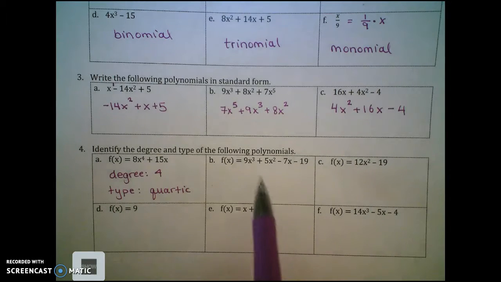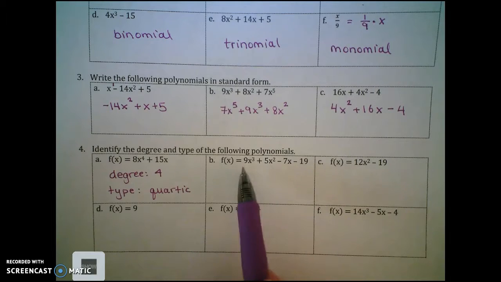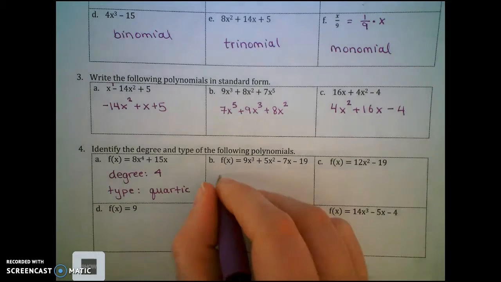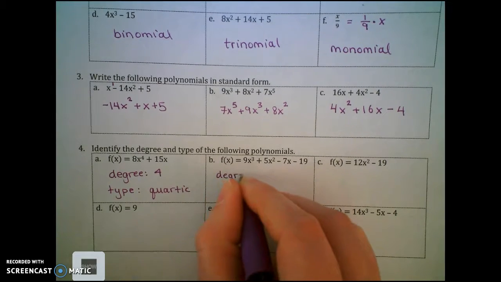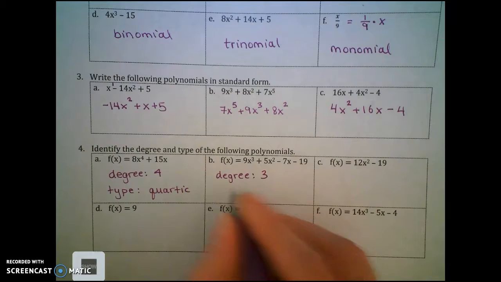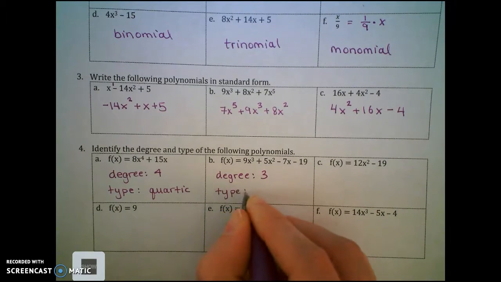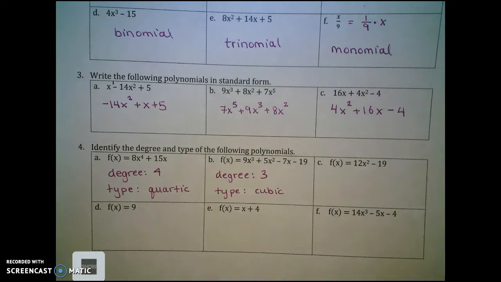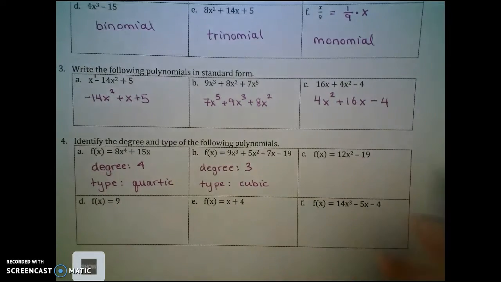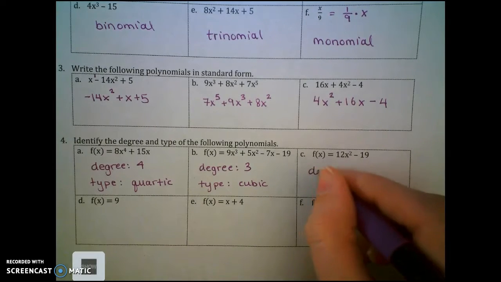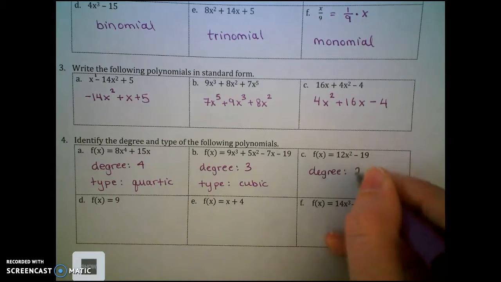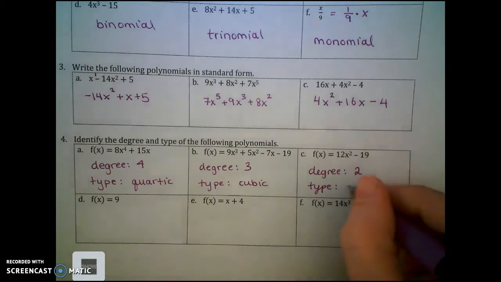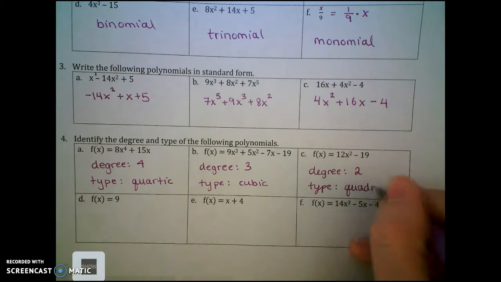For b here, my highest exponent is a 3. So regardless of the number of terms I have, now I'm looking at my highest exponent. So this is degree 3, which gives me a cubic polynomial. Here, my highest exponent is 2, so my degree is 2. And my type then would be quadratic.